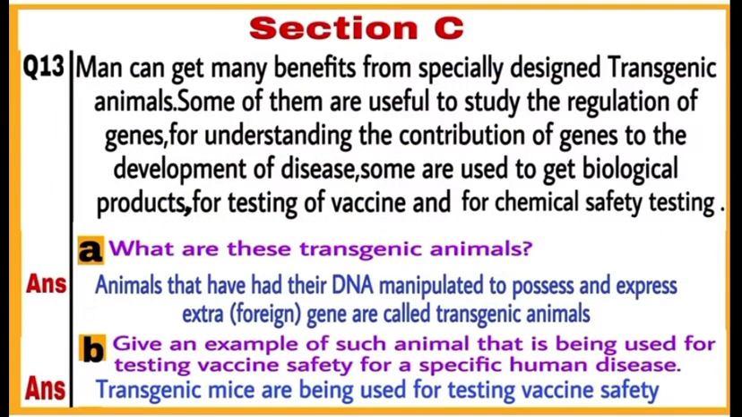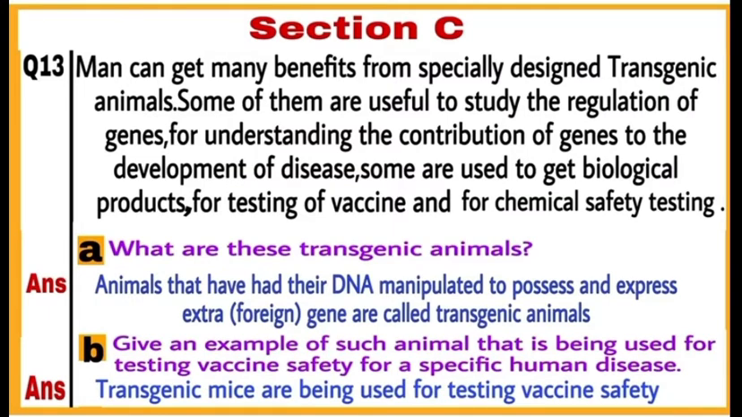This is section C and this section has only one question and it carries 5 marks. This question is case based question. Here is question number 13. Read the information given. It is about the benefits of transgenic animals. Read it and answer the following questions. Part A. What are these transgenic animals? Animals that have had their DNA manipulated to possess and express extra or foreign gene are called transgenic animals.